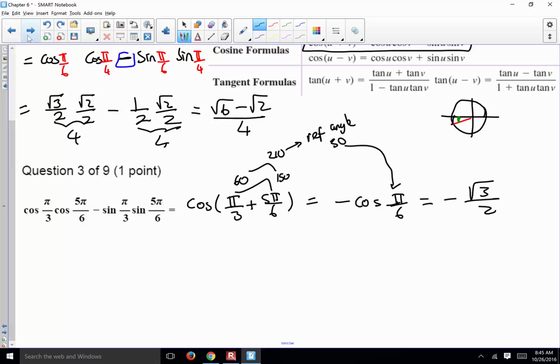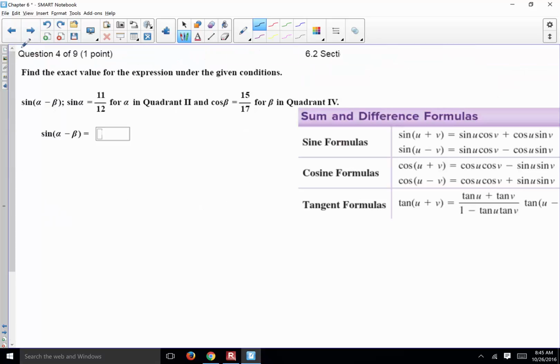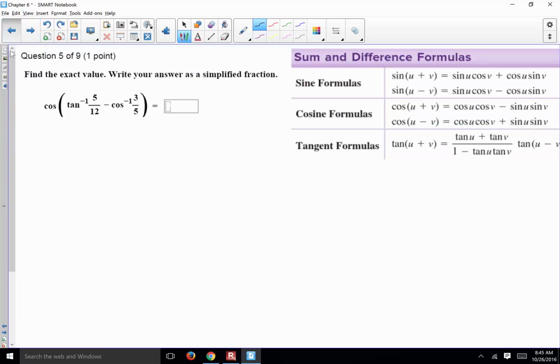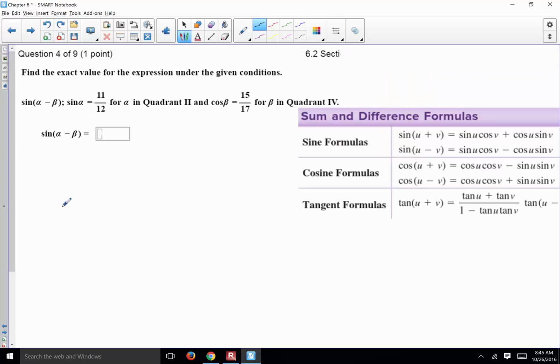Alright, we haven't done anything with tangent yet. We have a couple more until there. So far we've been using sine and cosine. Okay, what is the deal here? Please read the question. They are asking for a difference of two angles, but we don't have any clue what those two angles are. They have given us the sine of alpha, the cosine of beta, and that's it. And they have also provided us which quadrant they are in.